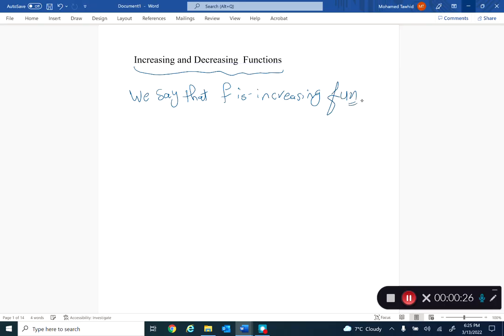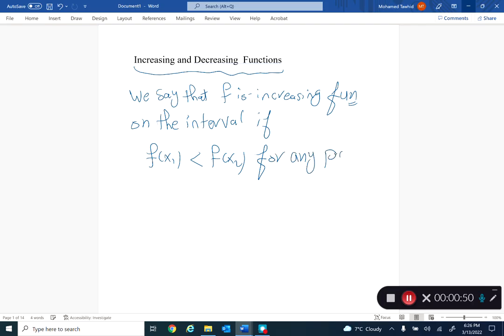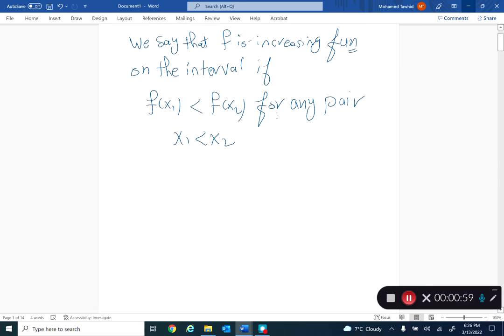In short, f is increasing on an interval: you have a specific interval, and on the interval, for any pair x1 less than x2, we have f of x1 less than f of x2. So as you can see, when x1 is less than x2, the value f at x1 is less than the value f at x2.